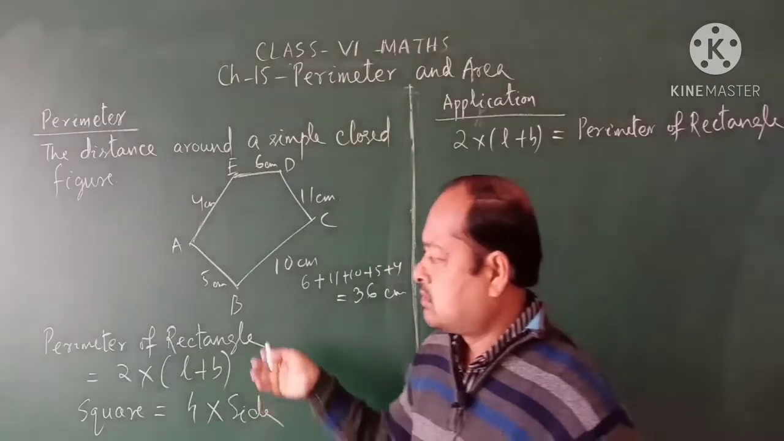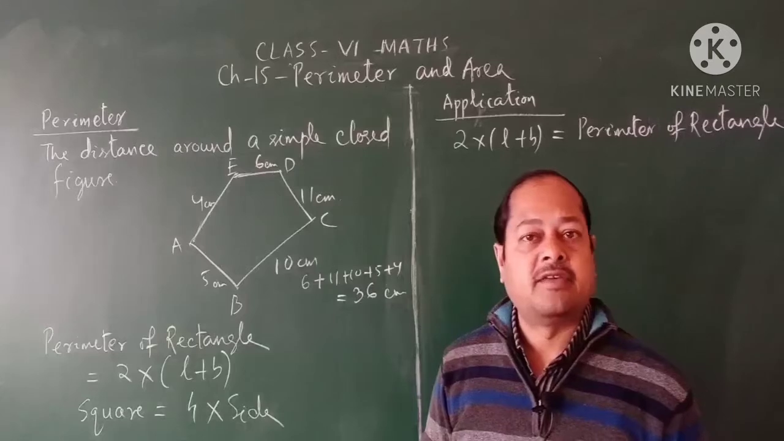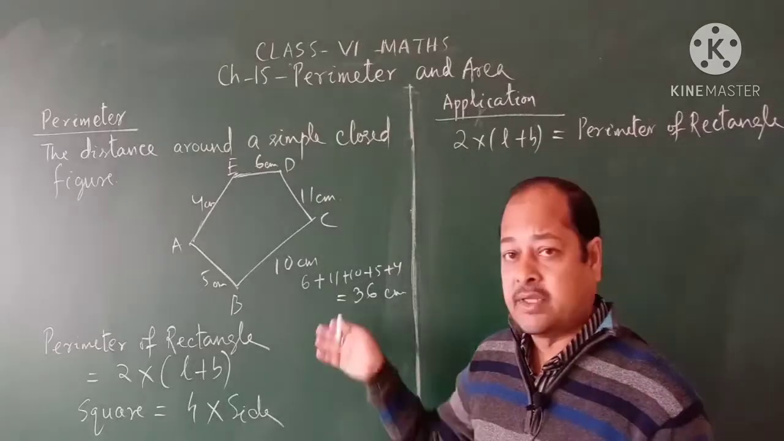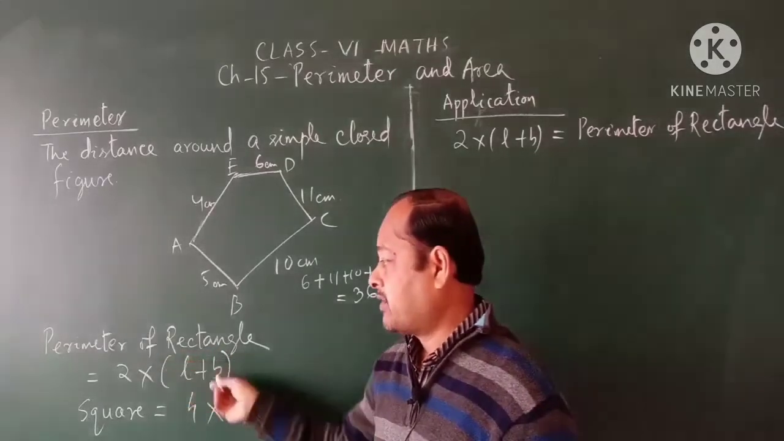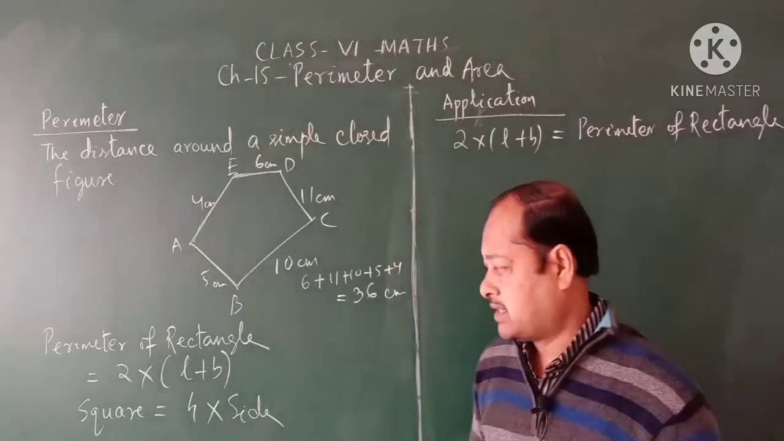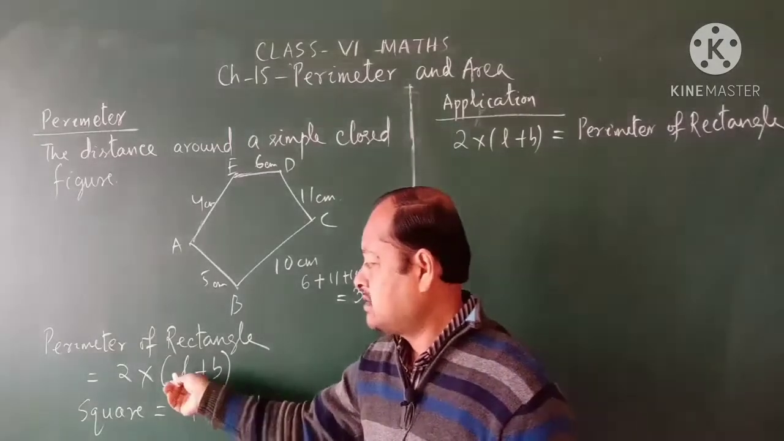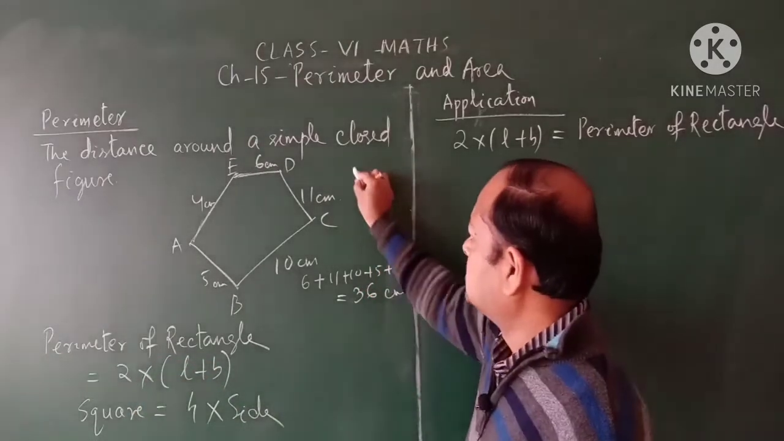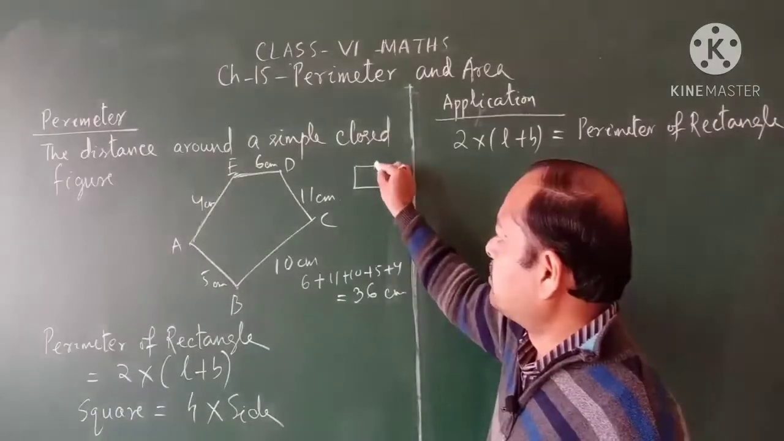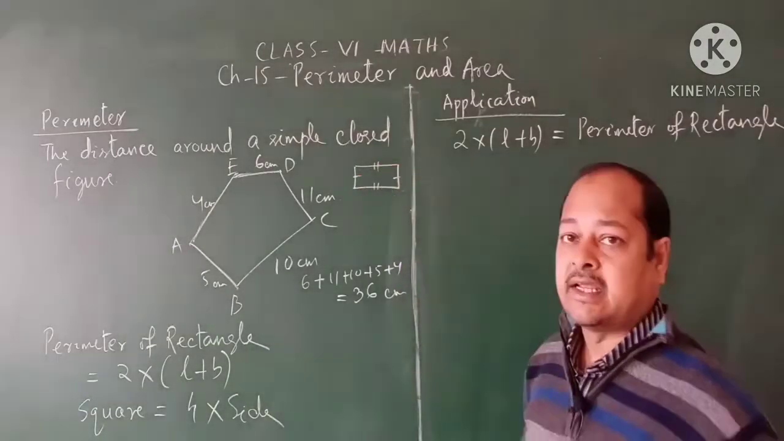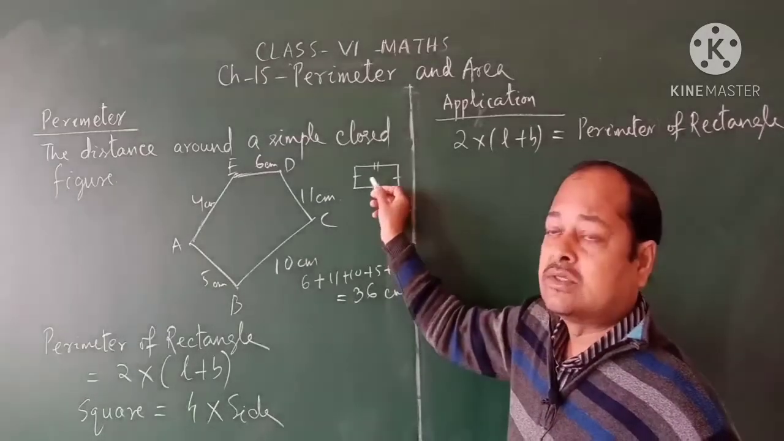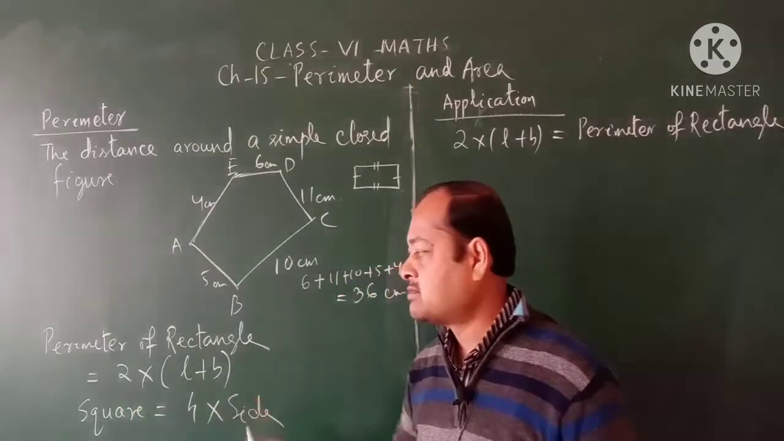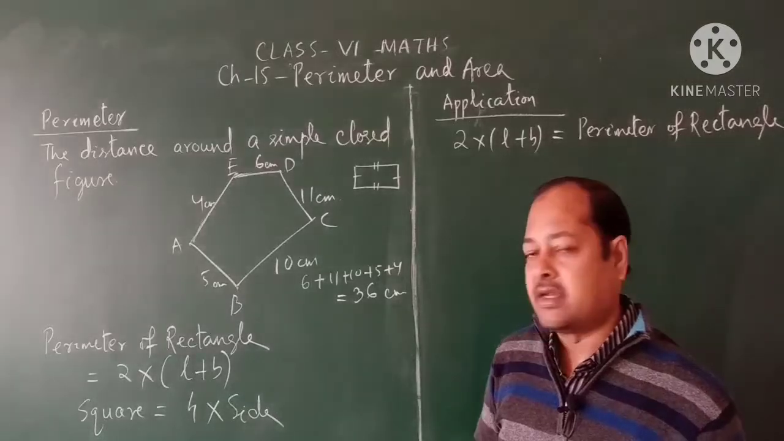Now some of the formulas we are going to discuss. There are different plane figures. For example, rectangle is a plane figure. The formula is perimeter of rectangle equals 2 into (length plus breadth). In a rectangle the opposite sides are equal, so it is 2 length plus 2 breadth. We can write it with 2 common: 2 into (length plus breadth) is the formula of the perimeter of a rectangle.